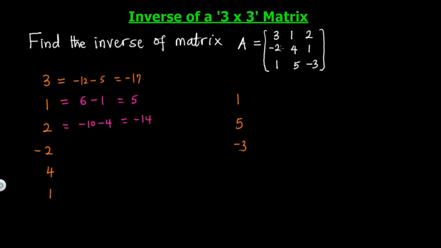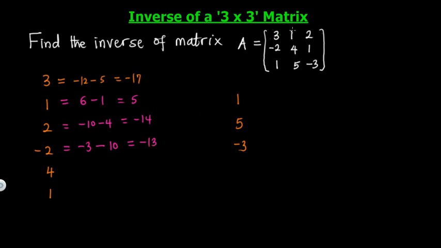For this one, these 2 here, close this column, close this row. We have 1 multiplied by minus 3 minus 2 multiplied by 5. That will be minus 3 minus 10, which is going to give us minus 13.